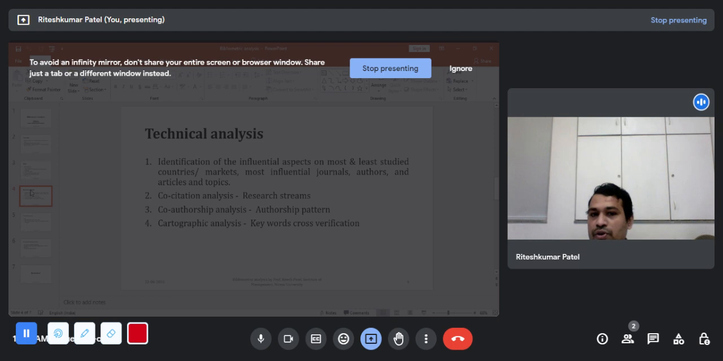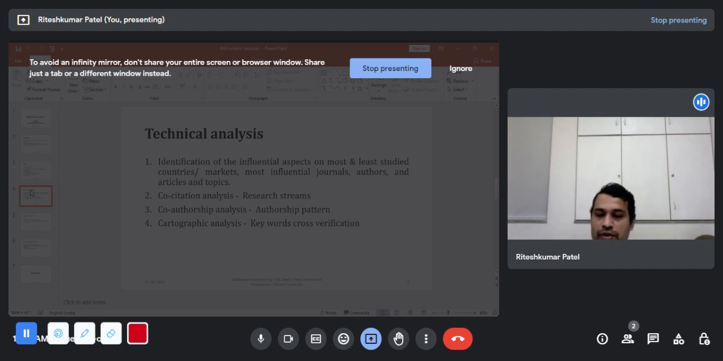Then we have the most influential journals that are going to cover the influential aspects. Okay. Then we need to have the authors over there. The most influential journals are covered based on the number of citations, papers, authorships, etc.